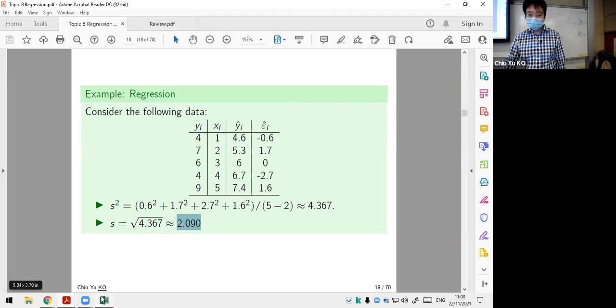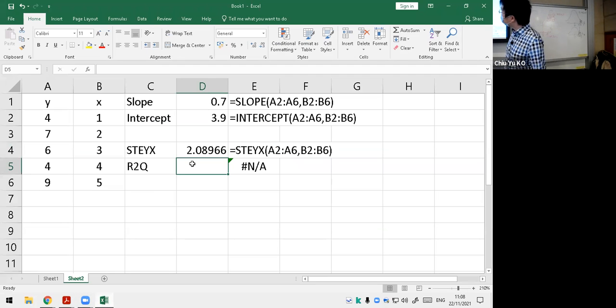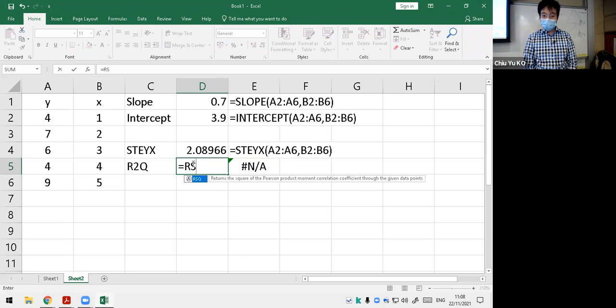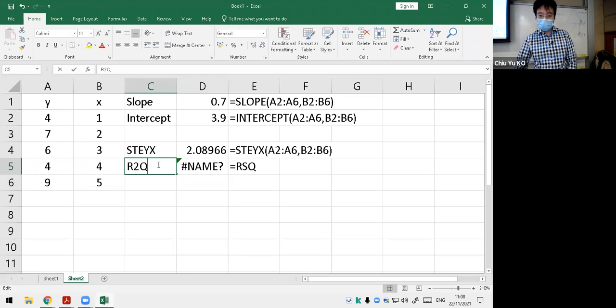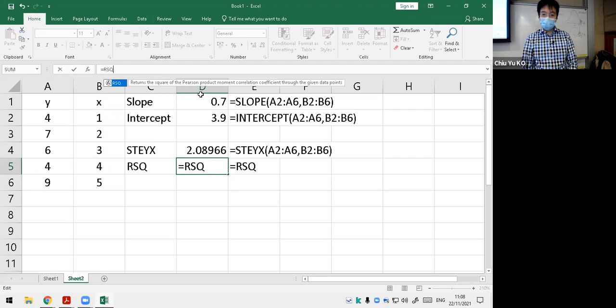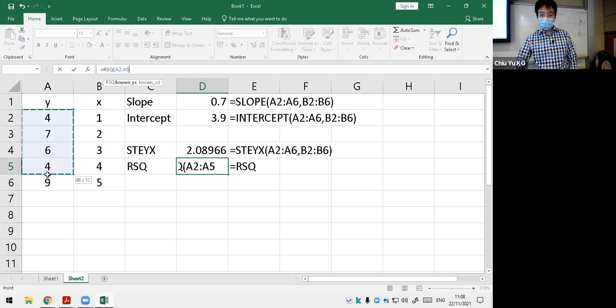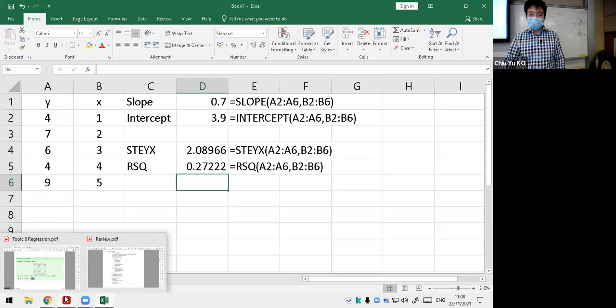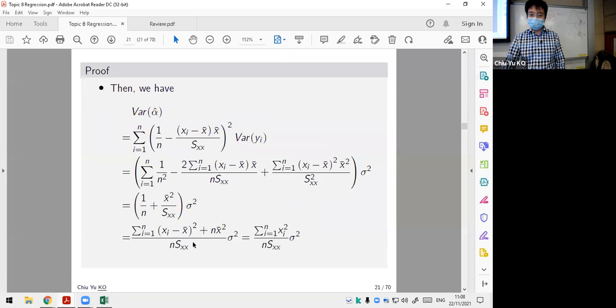And the second one, I want to show you how to do RSQ. RSQ is R square. R square is this Y and this X. It's 27%. That means 27% of the thing I want to explain is explained. So it's the same as this guy.